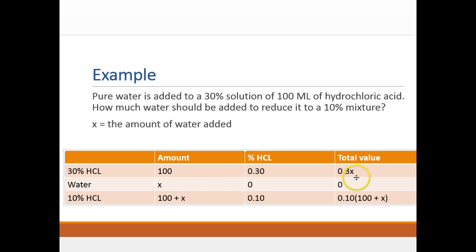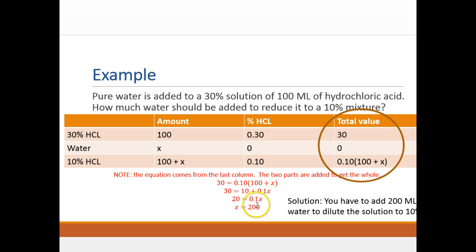And again, this last column we're going to get by multiplying it. So 100 times 0.30 is 30. x times 0 is 0. And 100 plus x times 0.1 is 0.10 times 100 plus x. Again, if we do our tables right, our equation pops right out. The two parts added together equals the whole. So 30 plus 0 is just 30 equals 0.10 times 100 plus x.